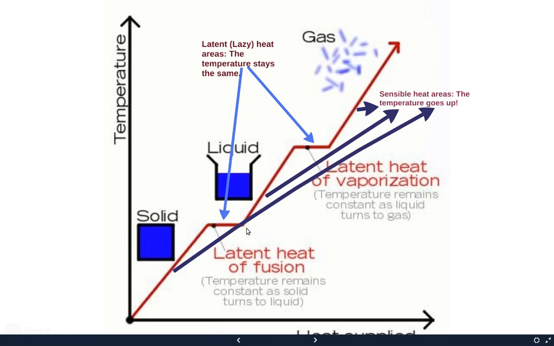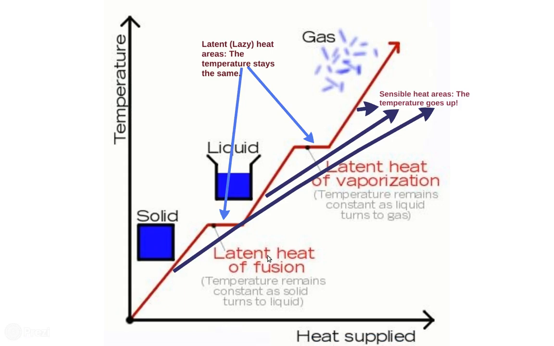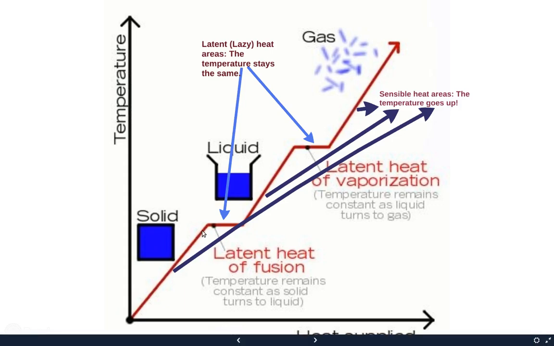And this is the latent heat of fusion. I'm really not sure why they call it that. But we have a solid right here. See the solid? And the temperature does not change. It stays exactly in the same spot. All the additional heat that we're putting in goes to change it from a solid to a liquid. And the amount of heat that takes is called the latent heat of fusion. And we'll be able to calculate those. So latent, lazy heat. The sensible heat areas are these where the temperatures are going up. And we're going to use different formulas for each step of this process.